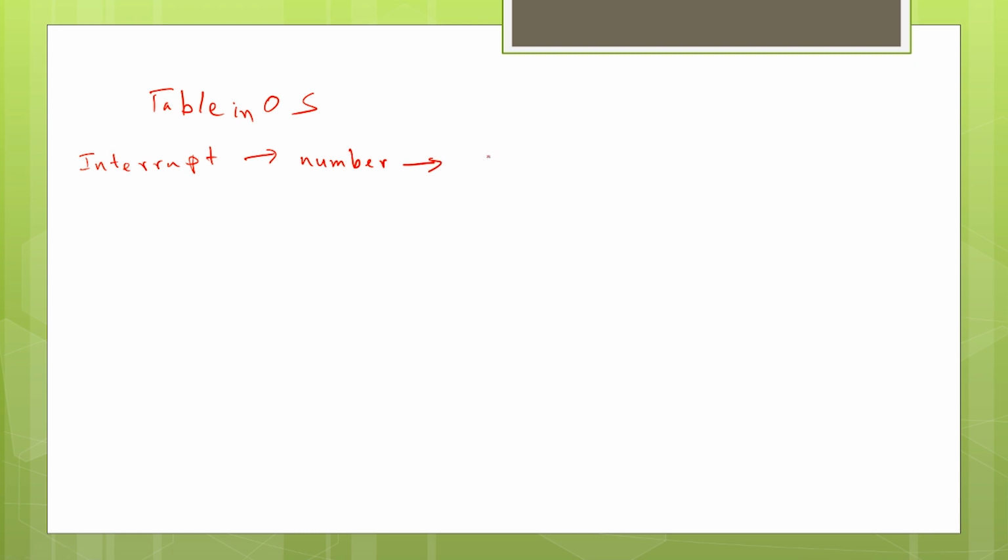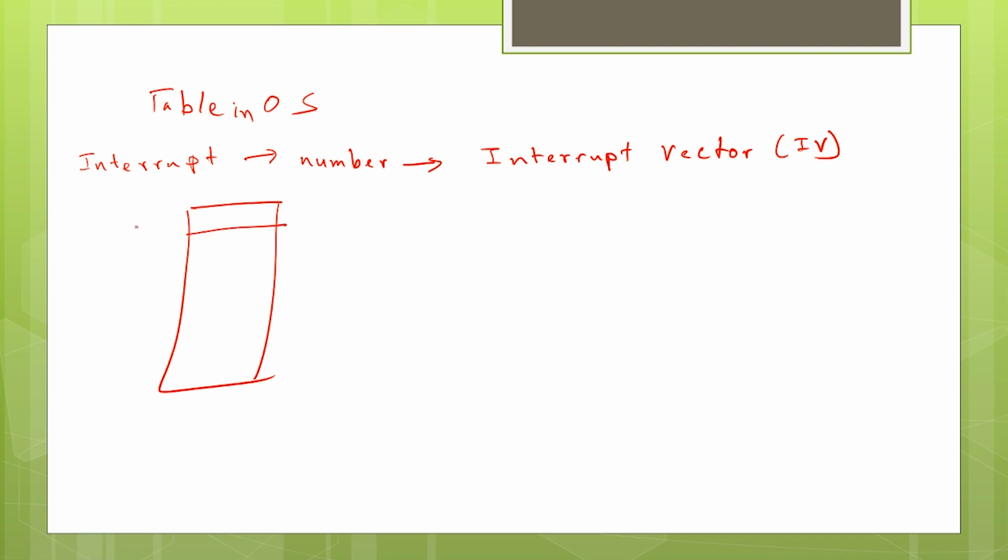Each number has a corresponding interrupt vector, or IV. In the table in the operating system, there is a listing of this interrupt number and the IV. So, by taking a look at this number, an operating system can figure out what is the interrupt vector related to that particular interrupt. And this interrupt vector has the address to the interrupt service routine or interrupt handler.